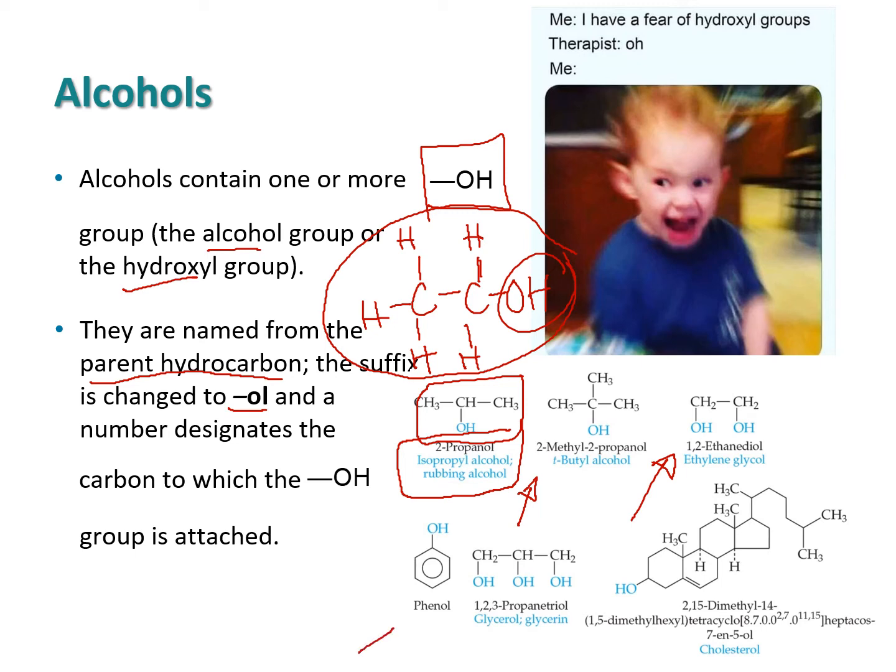And here are more examples. Obviously, they can get more complicated. So cholesterol, it has that same ending, -ol. The reason for that is because it does have that OH group within it. So obviously, a very, very large alkyl group attached to that OH. But at the end of the day, all these alcohols are considered alcohols because they have those OH groups.